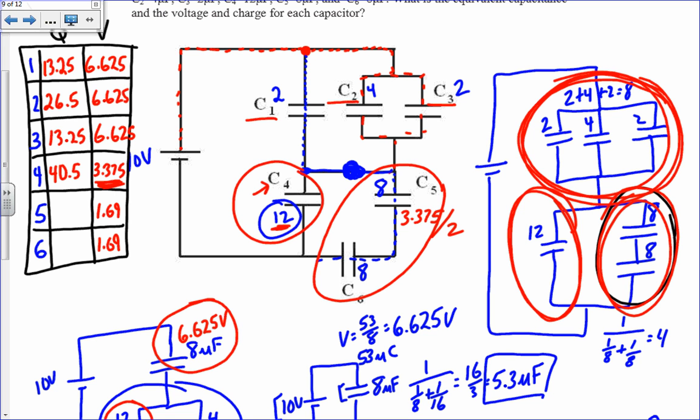All right, and then you can calculate the charge. I get 13.5. You might get slightly different numbers. I actually carried more significant figures than I'm showing here. So your values might be a little bit different from that.